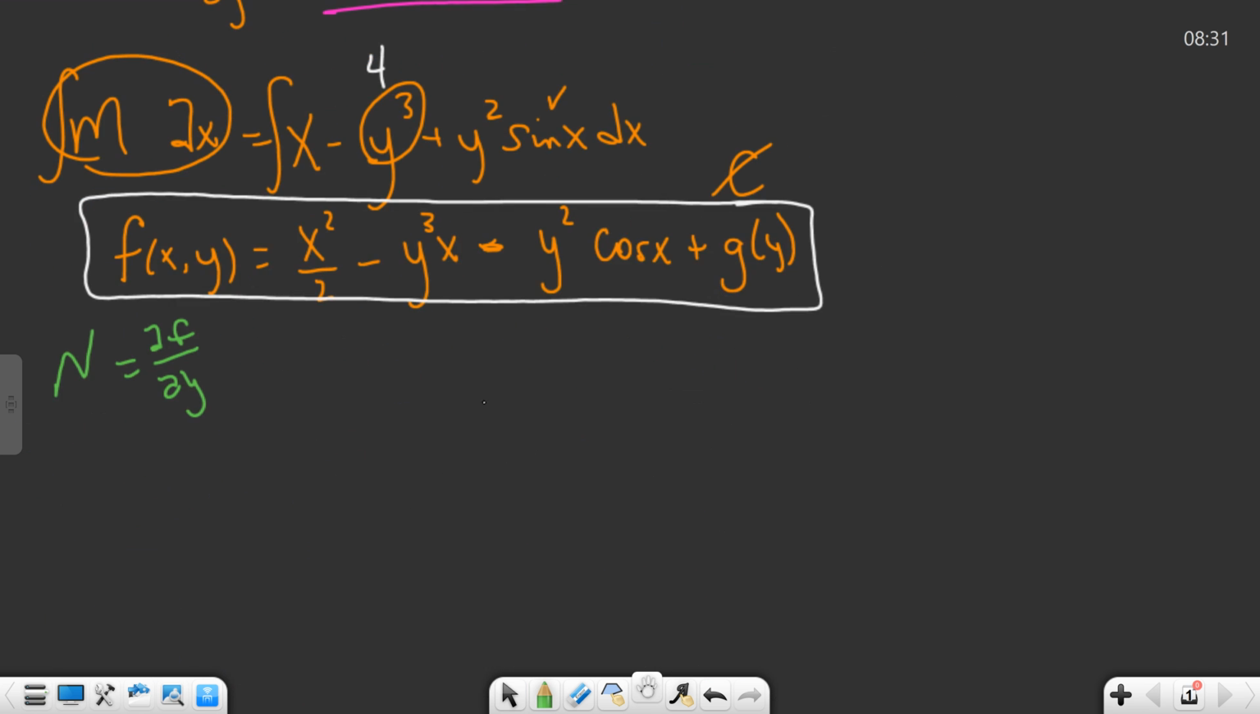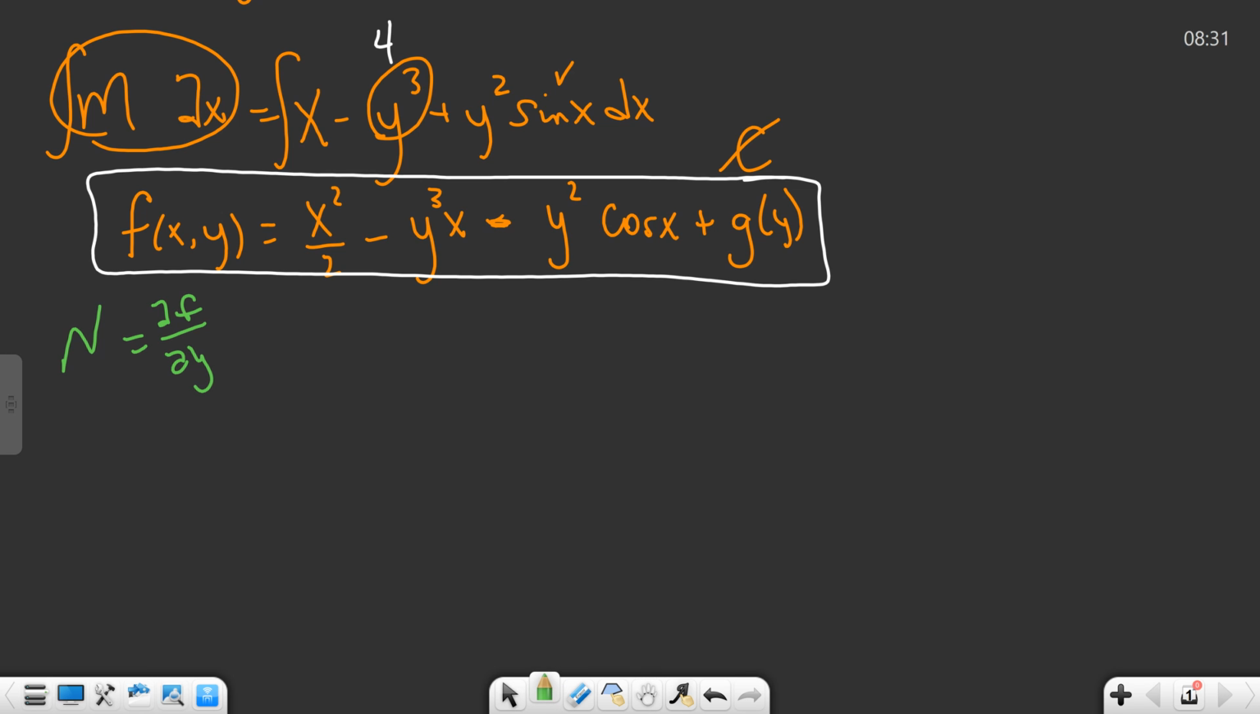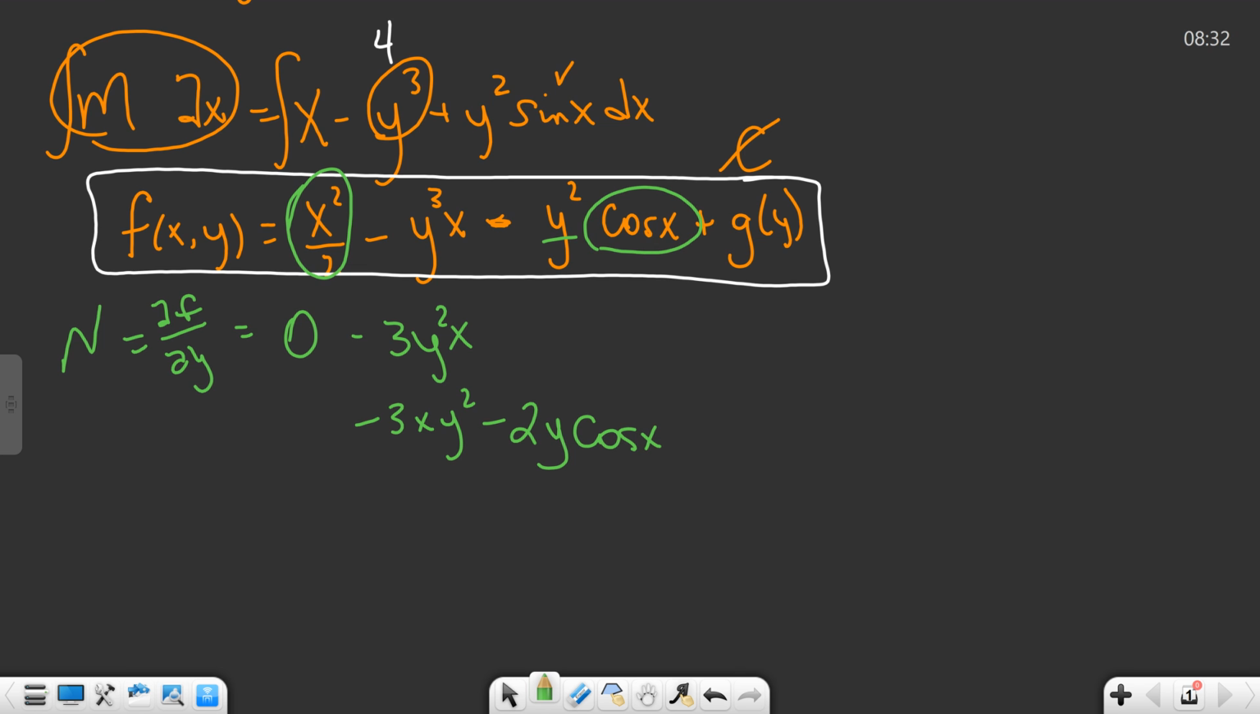Okay, so let's take this guy right here. And remember, we're going to let x's be constants. So the derivative of a constant is just 0. Minus 3y squared x. So we could easily write that as minus 3xy squared. Not a big deal. x is a constant, right? So this thing is going to show up again down here, cosine x, and the derivative of y squared is just 2y cosine x, plus g prime of y.